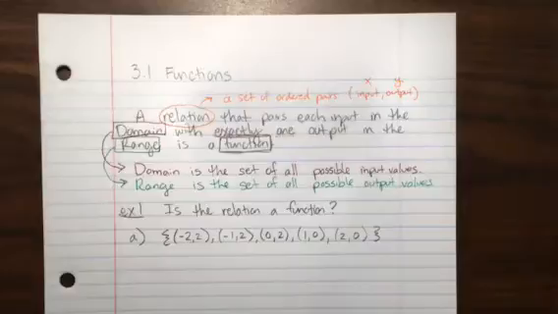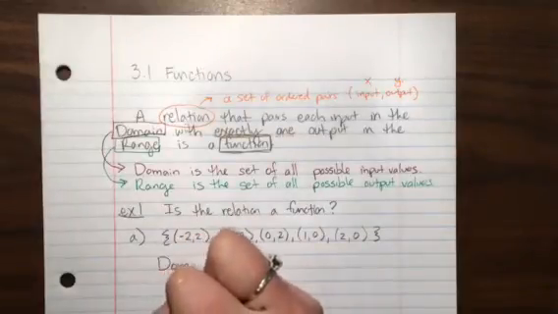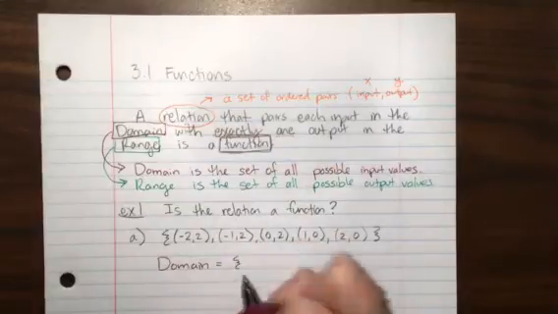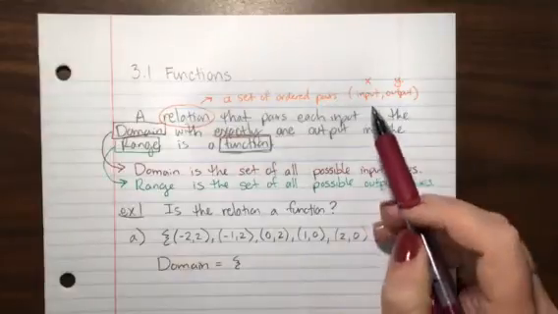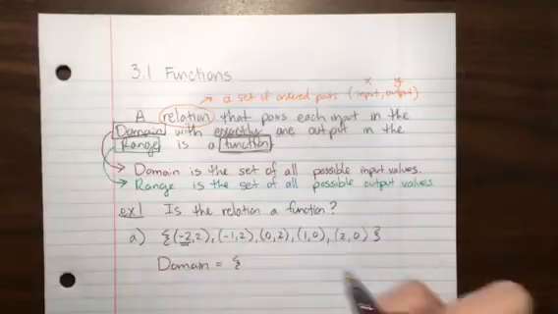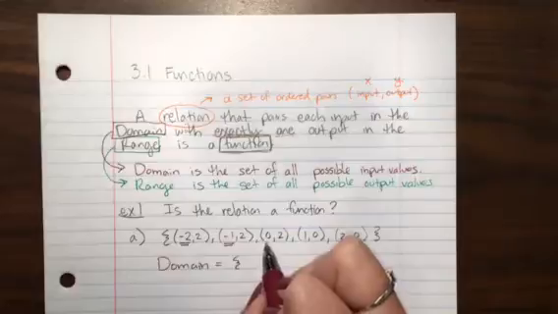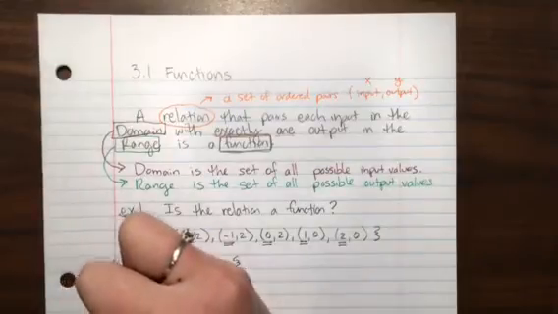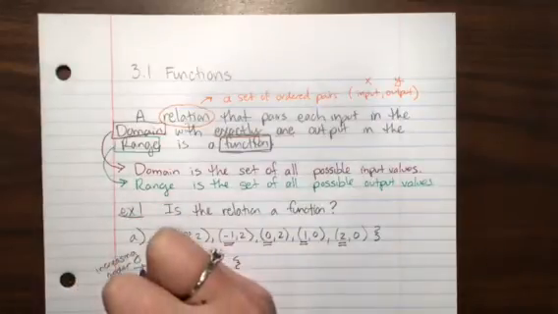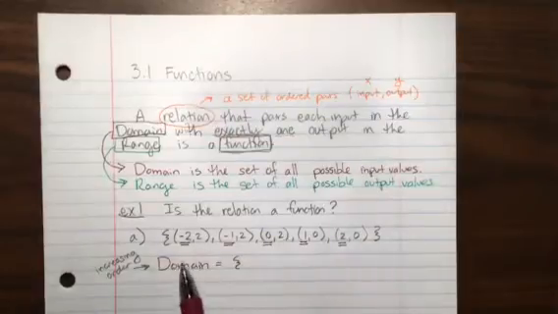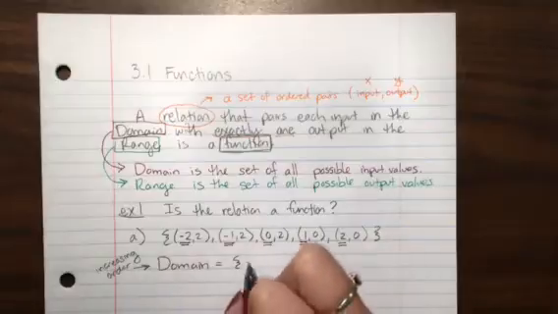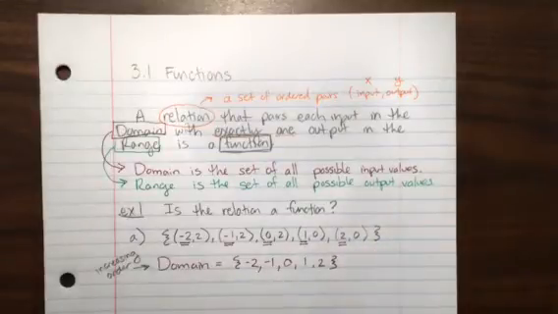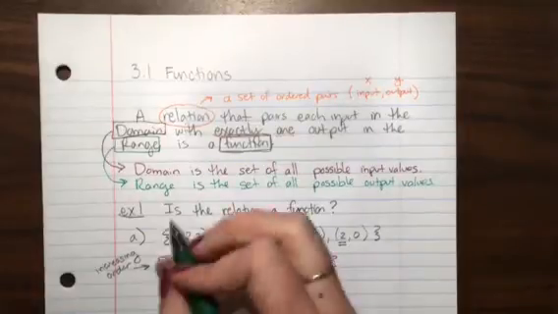The first thing we want to ask ourselves about this relation is to find the domain. Domain, like we said before, is the set of all possible input values. So that word set lets you know that you get to draw that curly bracket again. The input is that first value, so I'm going to underline those in red. We've got -2, and then -1, 0, 1, and 2. Now when we write this set, domain is written in increasing order. The lowest number I see is -2. Next highest is -1, then 0, 1, and 2. We'll close off our set. That is the domain.